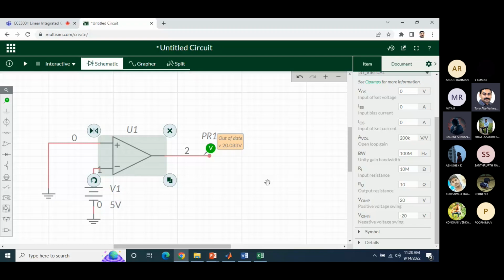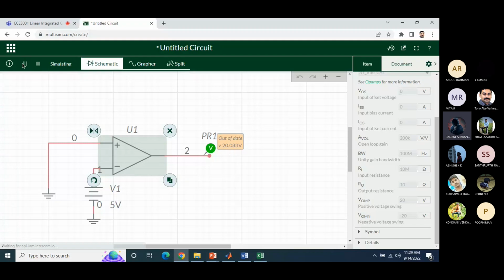So what is VID here? Differential input voltage, how much is it? Voltage at positive terminal minus voltage at negative terminal. What is the voltage at the positive terminal? 0. 0 minus 5, minus 5. So what will be the output voltage? Will it go to positive saturation or negative saturation? Negative. So output will be minus 20. You can see that. Understood? It means that it cannot go below that voltage. Is it clear?